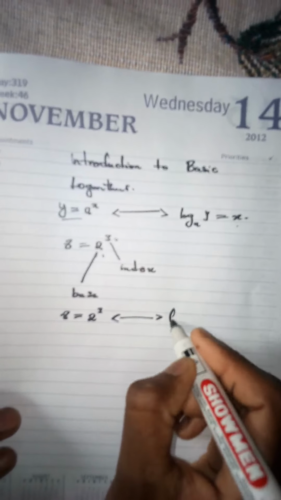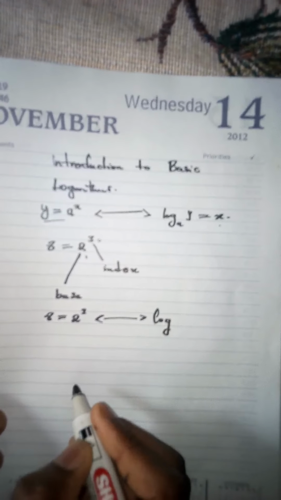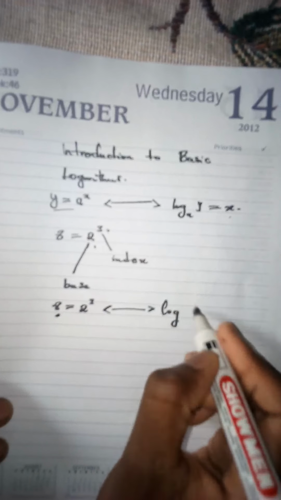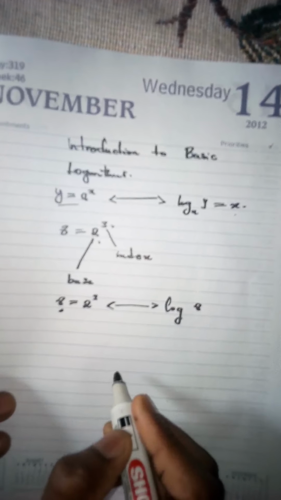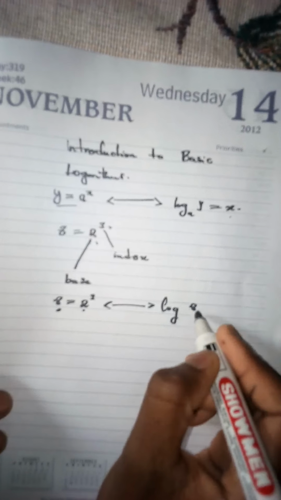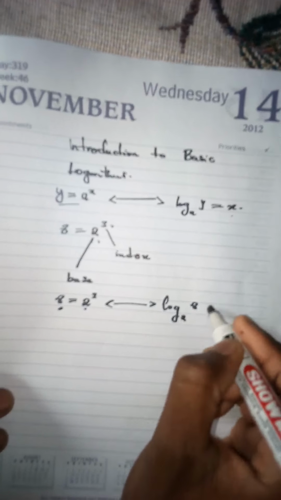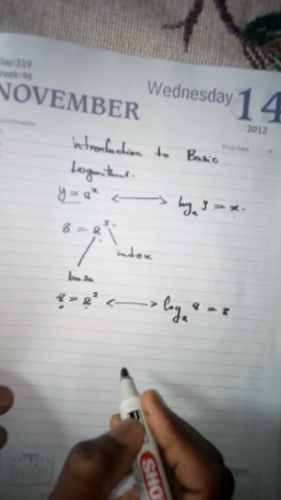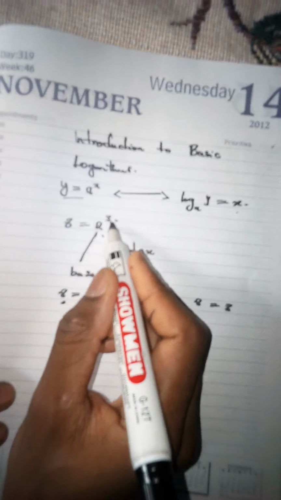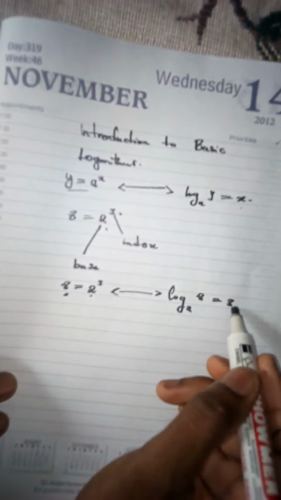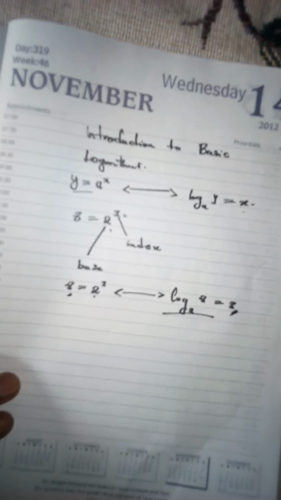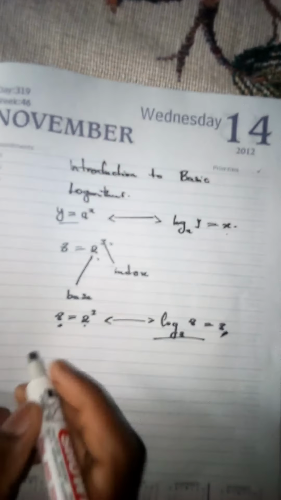I need to write the symbol for the logarithm. I know the logarithm of 8. What is my base? The base is 2. So the logarithm of 8 to the base 2 is equal to what? 3. What did we say? The index becomes the logarithm, and this is the equation expressed in logarithmic form.